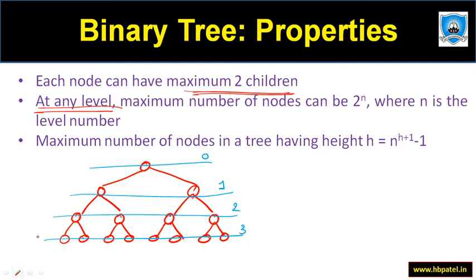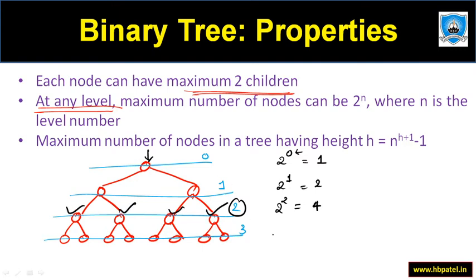Now let us consider any level, let's say this one. So 2 raised to 0, this is nothing but my level number. So 2 raised to 0 is equal to 1. This means I am having 1 node. Now if I consider level number 1, so 2 raised to 1, that means 2. That means I can have a maximum of 2 nodes. If I consider level 2, so 2 raised to 2 is 4. So I am having 1, 2, 3, 4.